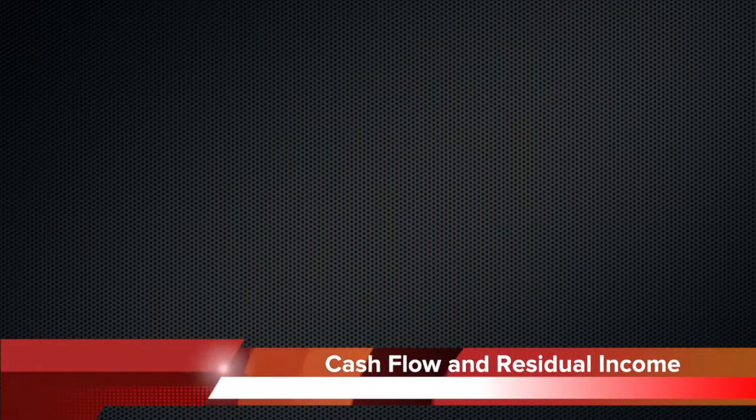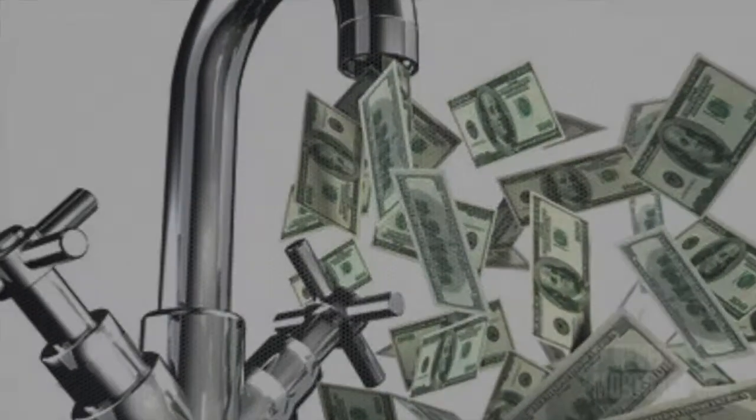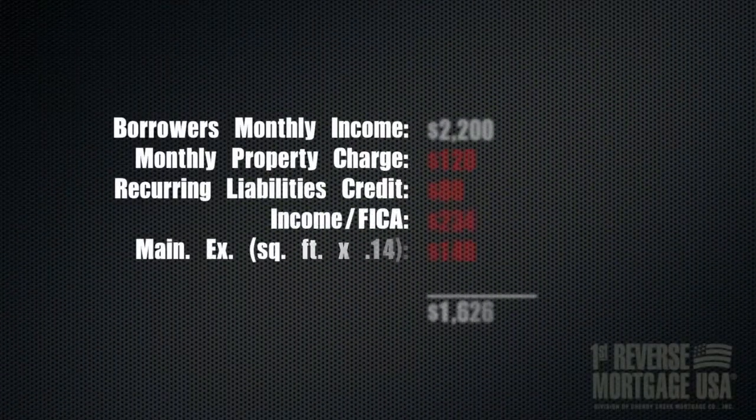Let's take a look at cash flow and residual income. This is included in the HECM Financial Assessment Worksheet. It is quite simple. You take the borrower's monthly income and subtract the monthly property charges, the recurring monthly liabilities, credit, the income tax, FICA on taxable income, and the maintenance calculation.